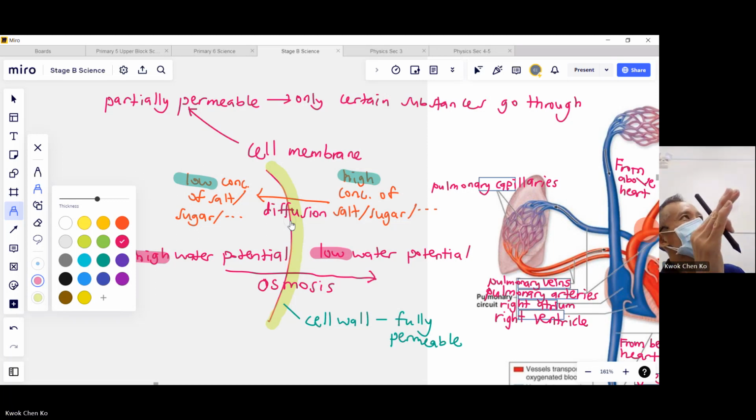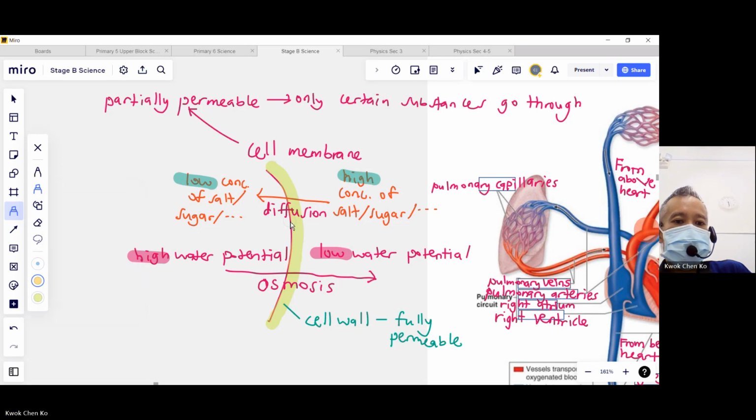But we won't touch on reverse because reverse osmosis doesn't occur in nature. It doesn't occur in biological systems. It only occurs in artificial systems where you force it through. So I won't touch on that. So reminder, osmosis only applies to water. You can take note: only for water movement, but it's always from high to low water potential.